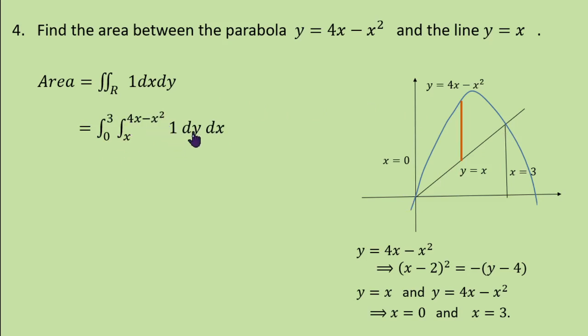The integral of 1 is y, the upper limit is 4x minus x square, minus x. So 4x minus x is 3x. So 3x minus x square, integrate from 0 to 3. The integration of x is x square by 2. So 3 into x square by 2 minus x cube by 3.